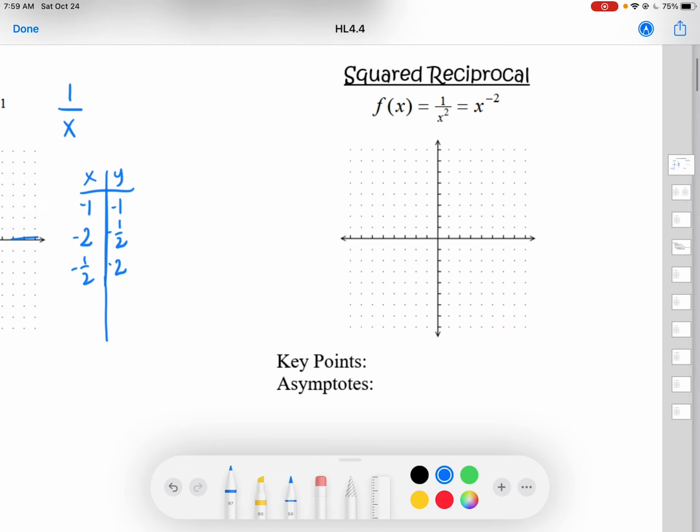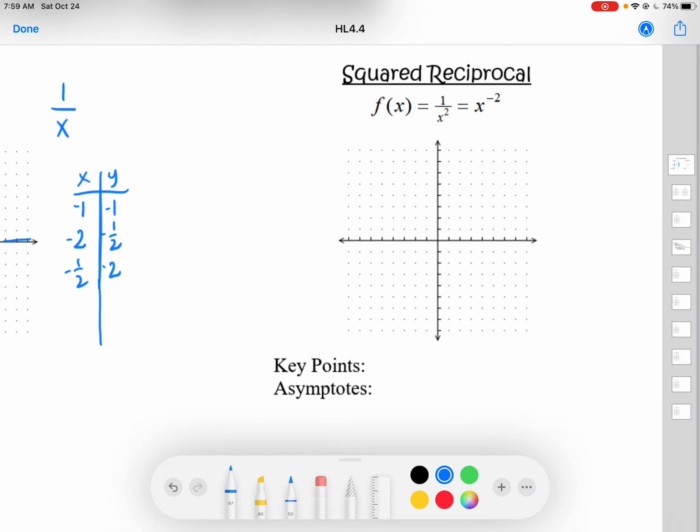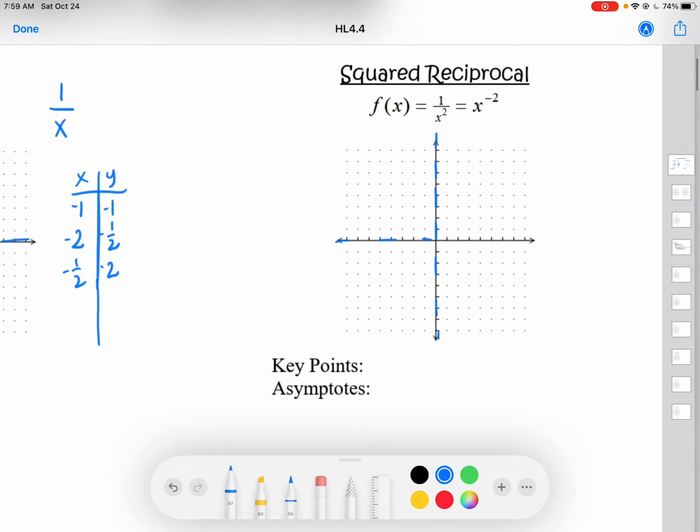So if we go to the squared reciprocal function, your asymptotes will be at the same location. Even though it's x squared, you still have an asymptote at x equals 0 and y equals 0. And if I do a table, what you'll notice is 1 over 1 squared is still 1. So I have a key point still at 1, 1. If I did 2, I'd get 1/4, right? Because 1 over 2 squared is a fourth. So it's just a little closer and so on. But it'll still look like that in the first quadrant.